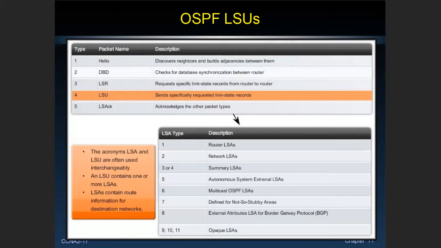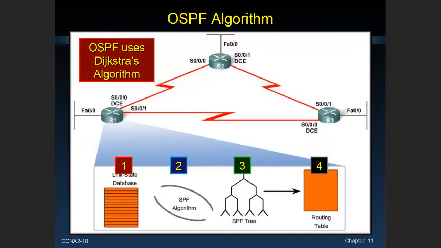So link state updates are used to send these jigsaw puzzle pieces of what the topology of the network looks like to all the other routers. And this is more of CCNP stuff. We shouldn't have to worry about this stuff.